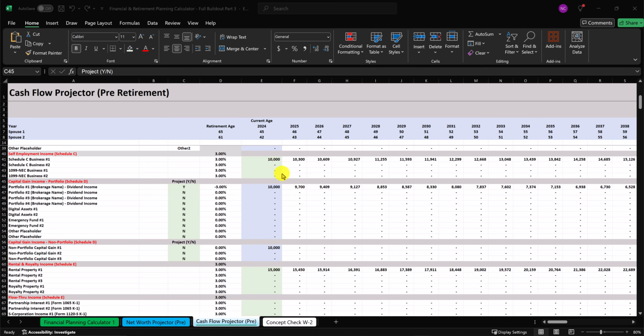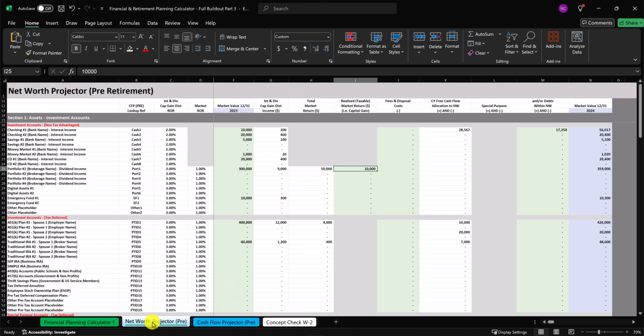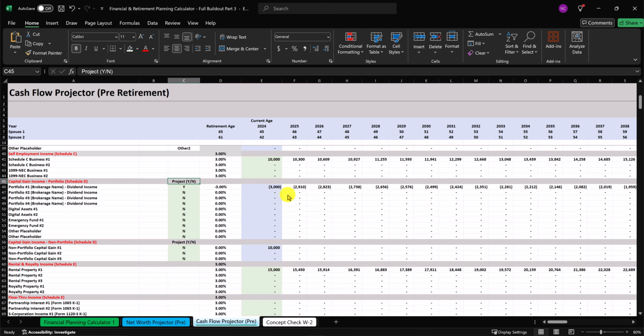And then one more thing I might add right here. Let's say that you have a capital loss. So for example, if I go over to the Net Worth Projector over here, and for whatever reason we have decided to recognize a capital loss. Well, as you know, capital losses are limited to $3,000 per year if you're using them to offset other kinds of income, like ordinary income, like wages, for example. So let's say that instead of $10,000, we actually had a minus $3,000 right here. That would carry up here to the cash flow projector just like the gain would.